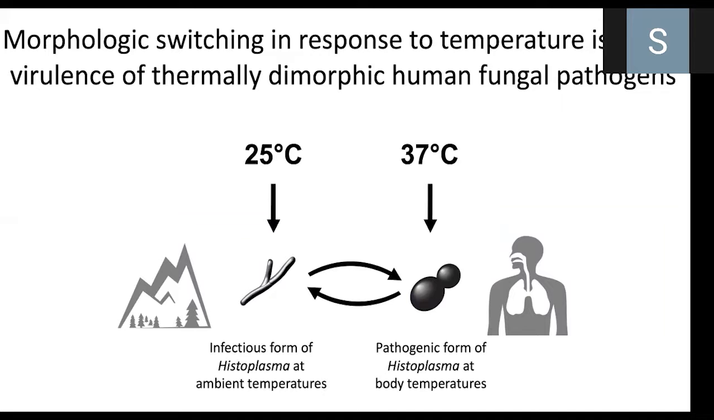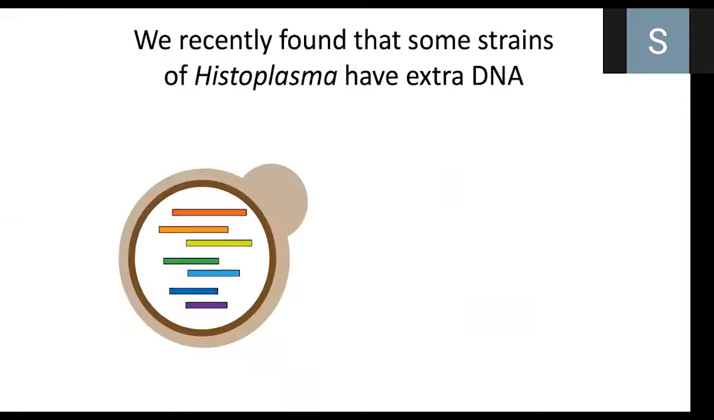The ability to grow in multiple morphologies is critical to pathogenesis of thermally dimorphic human fungal pathogens, such as Histoplasma. Histoplasma and other thermally dimorphic human fungal pathogens grow as hyphae or mold at ambient temperatures. This mold can be aerosolized and inhaled by mammals. If inhaled, it responds to body temperature by transitioning to growth as a pathogenic yeast. I'm interested in this morphology transition as it's essential to the pathogenesis of this important class of human pathogens.